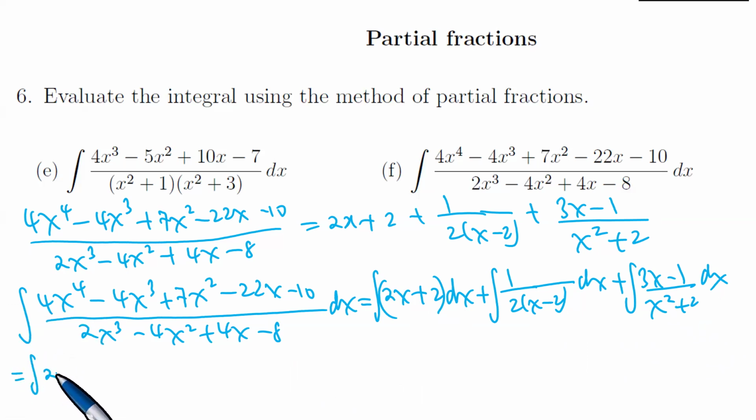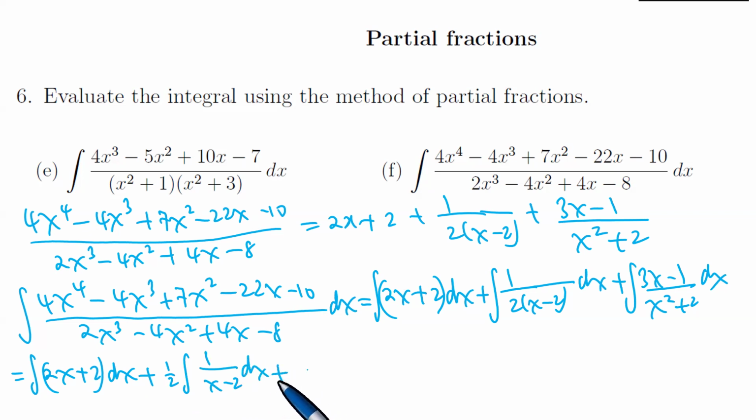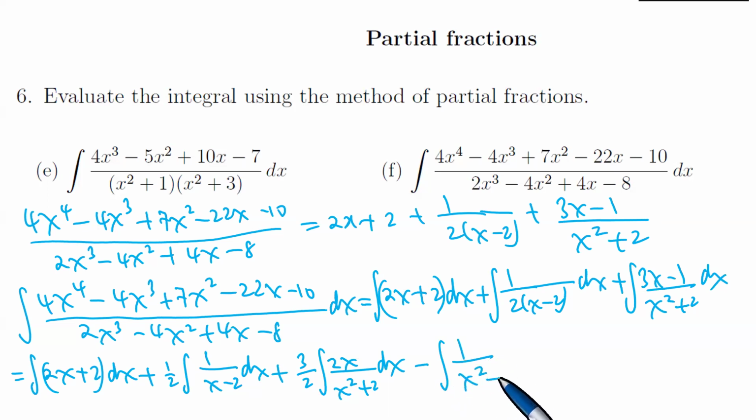So we have the integral of 2x plus 2 dx, which is 1 over x minus 2, three over two x over x squared plus 2. Okay, because then if you differentiate this, you get that back, but these two cancel, giving us the 3x minus the integral of 1 over x squared plus 2 dx. Integrating this, we are done.